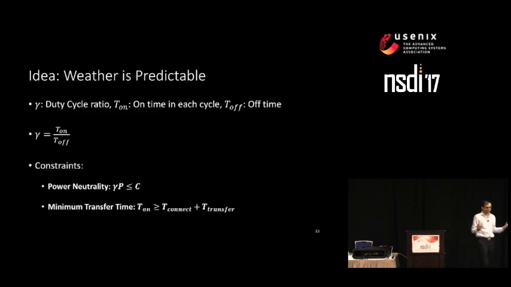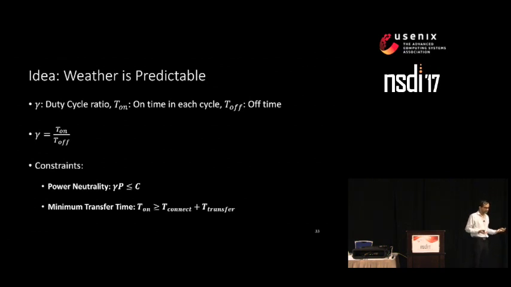To model this mathematically, let's say for each time cycle, we have our system on for T on and off for T off. And gamma is just the ratio between the two. We want to model two constraints. First is power neutrality, which means that I don't want to consume more power than I produce. So let's say your system has a total power consumption of P, and your power budget is C. You want gamma P to be less than or equal to C.